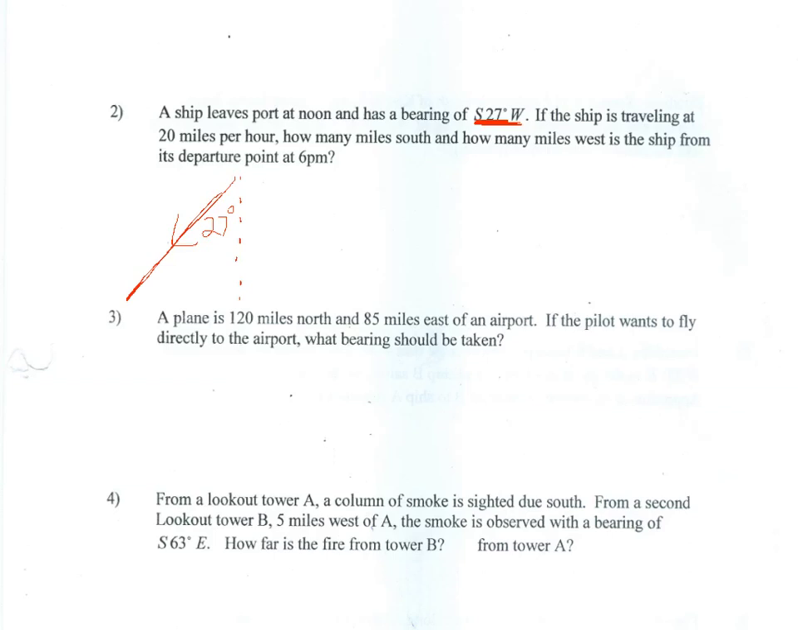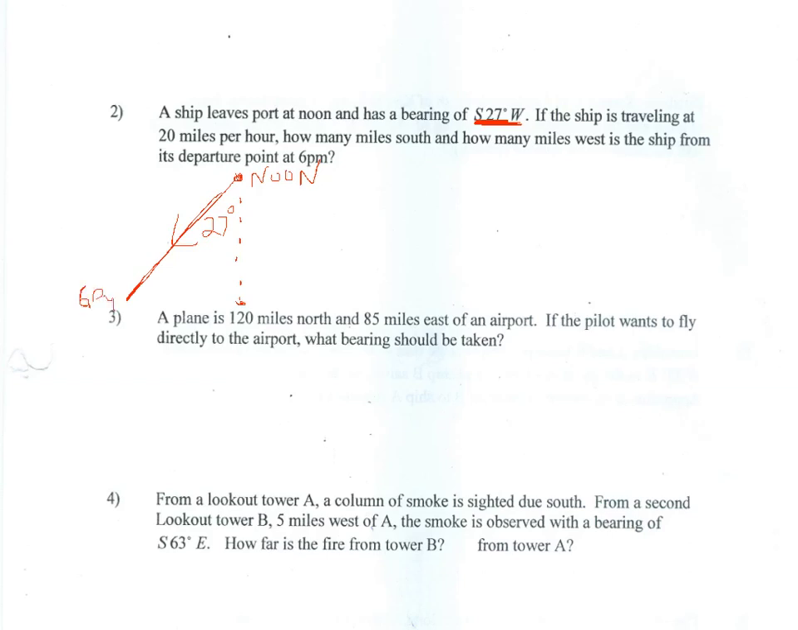Then we have it's traveling at 20 miles per hour. How many miles south and how many miles west is the ship from its departure point at 6 p.m.? So right up here, it left at noon. And when it got exactly south and west of this point, it's 6 p.m.